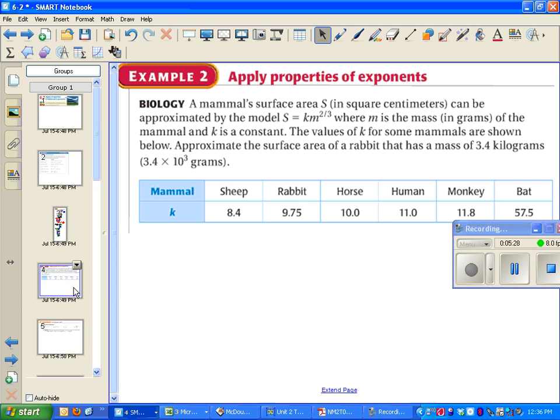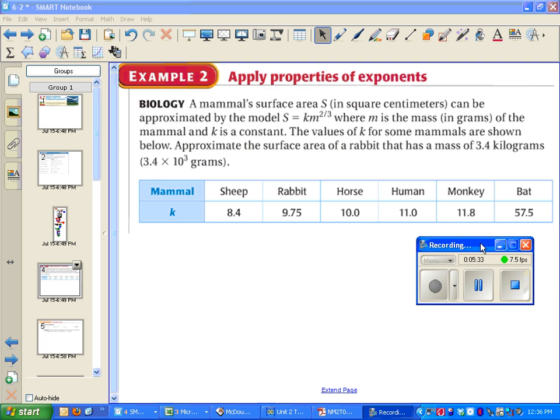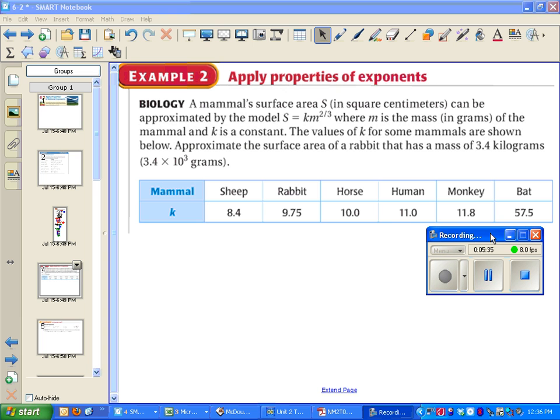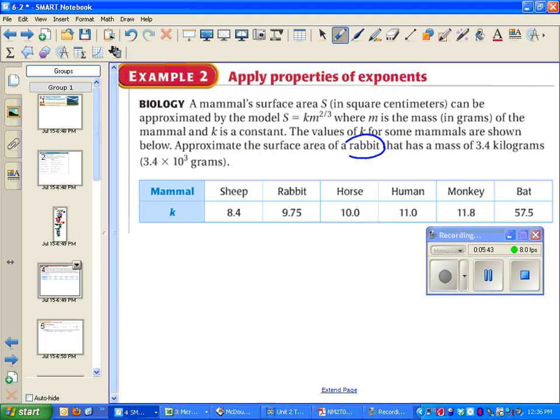All right, this example, pause it, figure out what's going on. Okay, I'm not sure why you would ever want to find the surface area of an animal, but we're going to go ahead and do that apparently. So we want to find the surface area of a rabbit that has a mass of 3.4 kilograms. We're going to do this in grams.